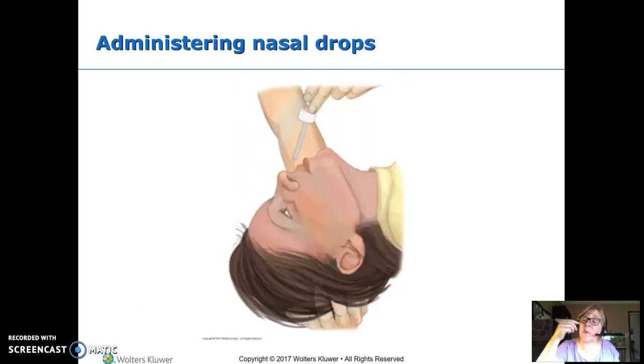Nasal drops. We've been doing these more often lately. So this is not a spray. They're not sitting up. This is drops where they've got to be laying with their head down, so the drop goes in and up into the turbinate.